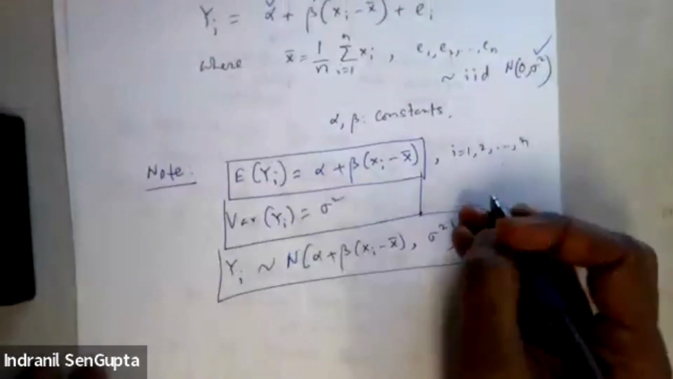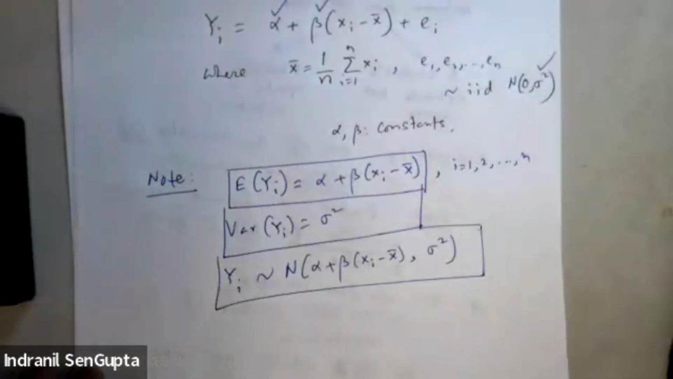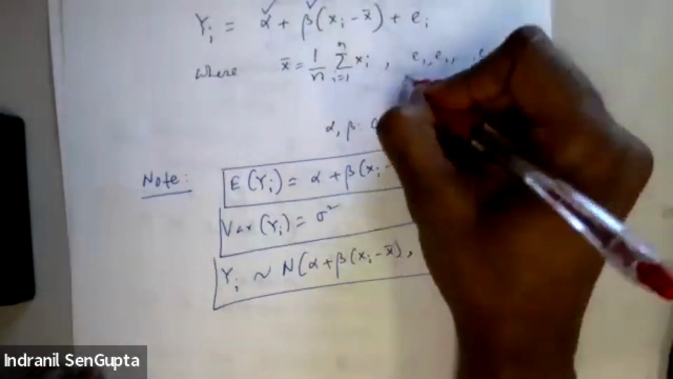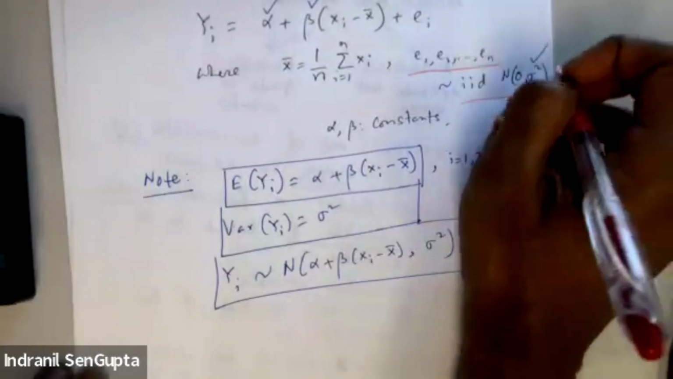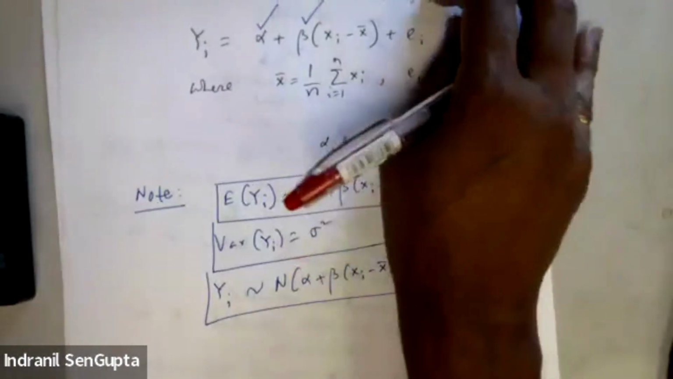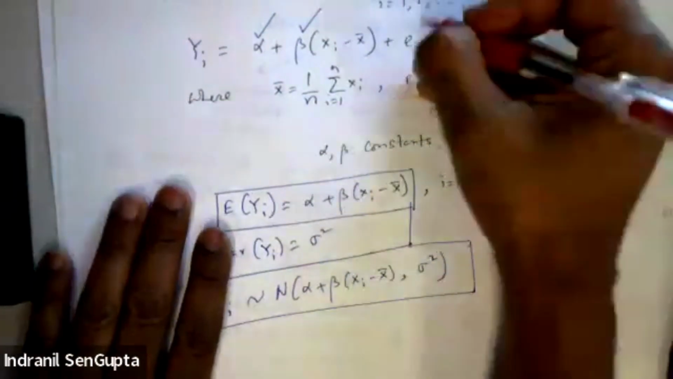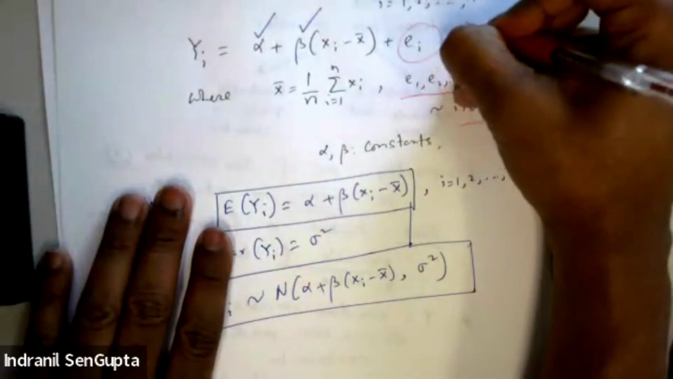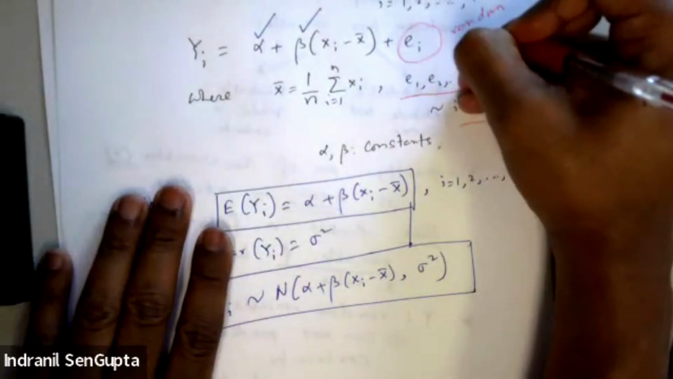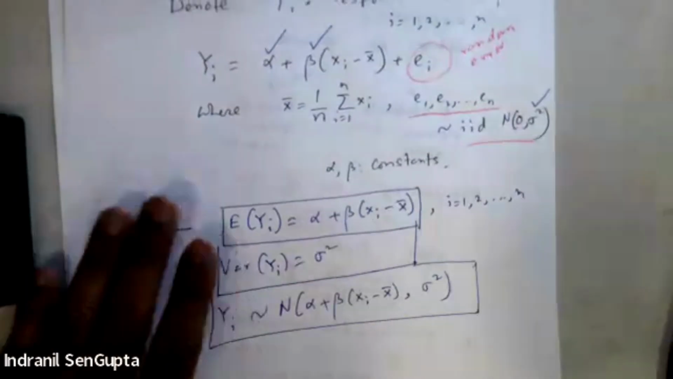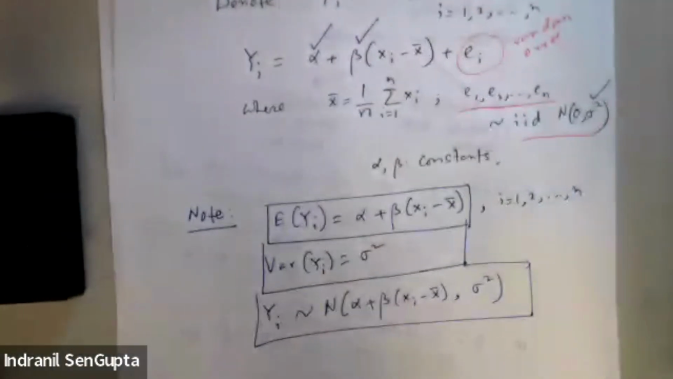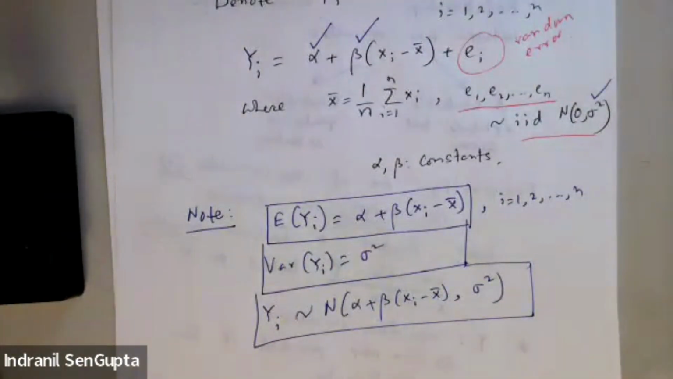So here the real major assumption is on these random errors. These are the error terms, the random error for every observation. We really assume that they are IID and that they follow a normal distribution.